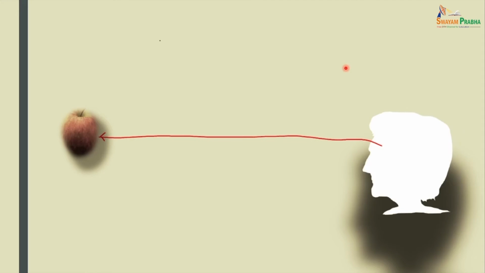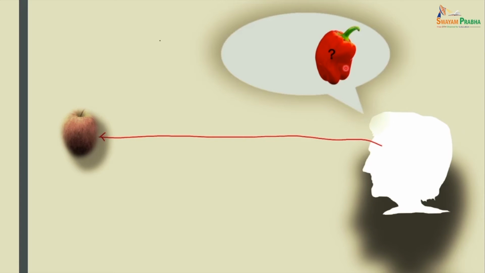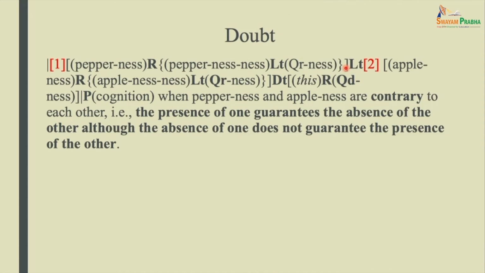That also is a doubt. So you see something, you don't know what it is, and then you think, is it an apple or is it a pepper, right? So this is a doubt. What happens in this? In this case, you have the qualificantness, which is there in this.